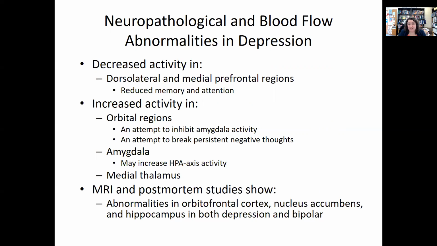That's one of the things that research has shown perpetuates depression, the idea that you will have these negative thoughts about yourself and the world. The amygdala is overactive, and that's going to just cause the HPA axis to be overactive, and also your medial thalamus. So if you do MRI studies or you do autopsies after someone with depression passes away, you show abnormalities in the orbitofrontal cortex and the hippocampus for both people with depression and bipolar disorder.